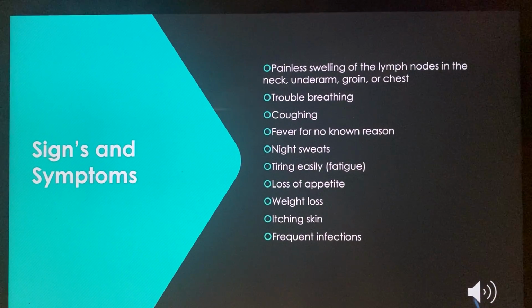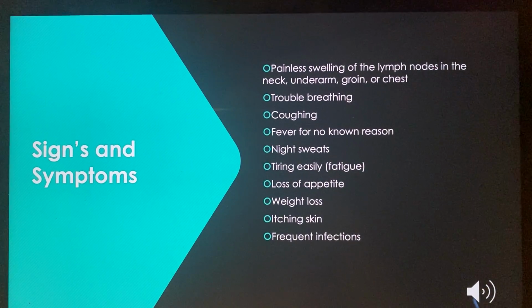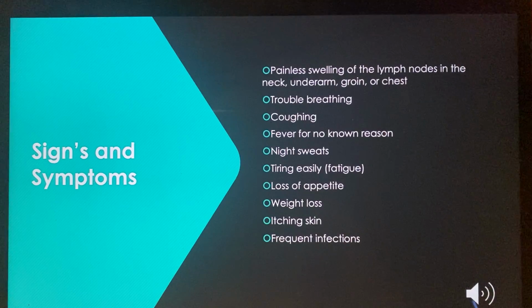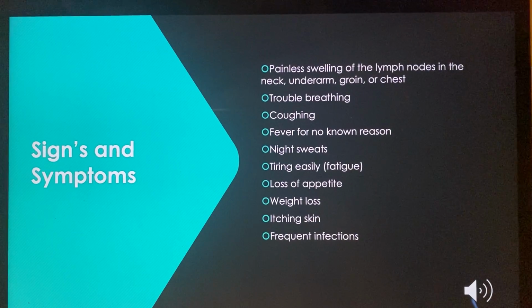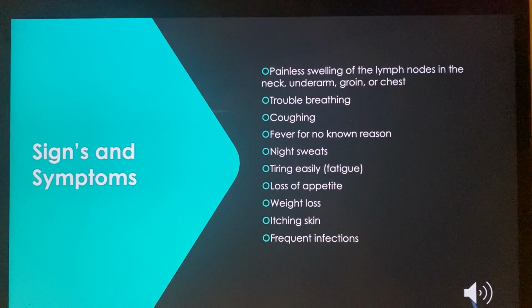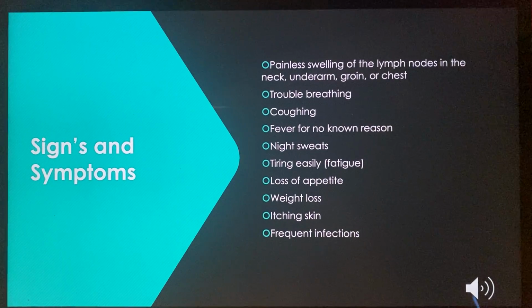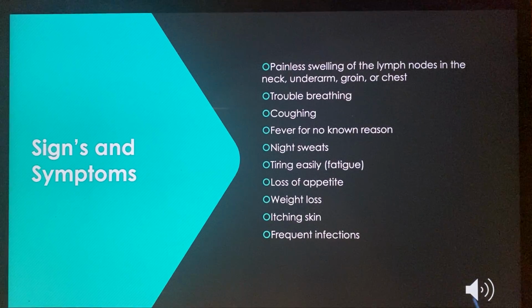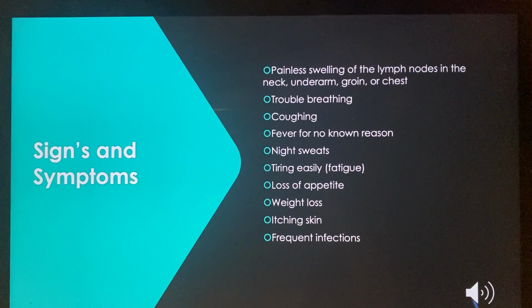So signs and symptoms of Hodgkin's lymphoma are going to vary patient to patient, so not every patient may have every single sign and symptom, but these may include painless swelling of the lymph nodes in the neck, underarm, groin, or chest, trouble breathing, coughing, fever for no known reason, night sweats, tiring easily, loss of appetite, weight loss, itching skin, and frequent infections.